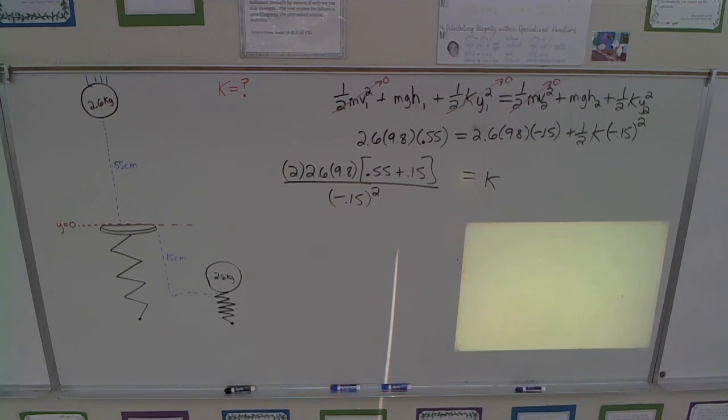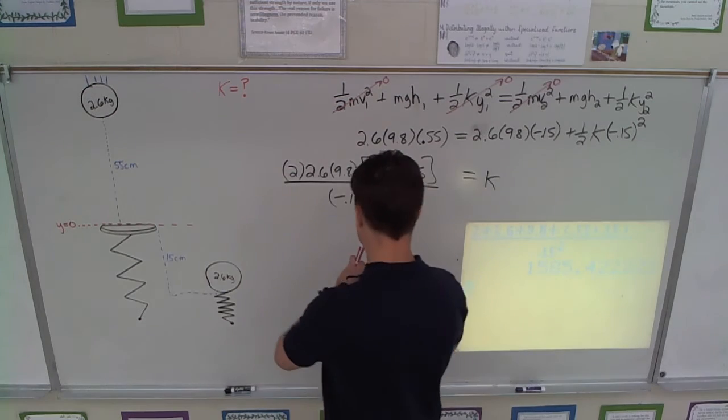All right, so I'm just going to get a fraction going by using alpha y equals, go 2 times 2.6 times 9.8 times the quantity 0.55 plus 0.15, which is really just 0.7, but whatever. And I've got 0.15 squared here. That negative is going to, of course, be turned to positive. So I get 1585, and I just need to think about sig figs.